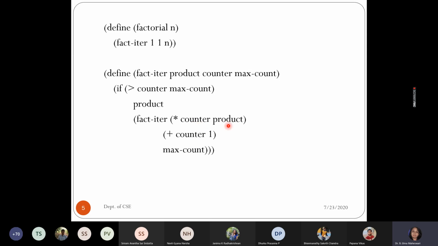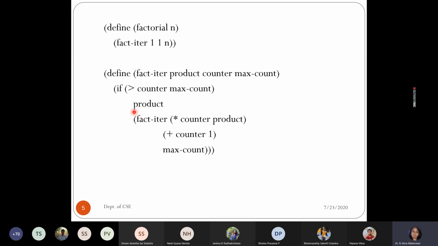So it goes to fact iter with counter into product, that is 1 into 1, and then the counter becomes 2. So product is 1 and counter is 2. Next time, counter is 2, product is 1, so 2 into 1, and counter will be 3. Every time it is multiplied and we get a new product: counter into the previous product. The counter is the new state, and the product is multiplied and substituted for the formal argument product. The counter is incremented every time.